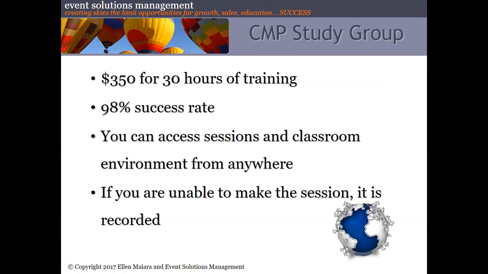So the study group is $350 for the 30 hours of training. As a whole, the study group has a 98% success rate. So if you compare that to the industry, right, the EIC says that industry standard is somewhere between 70 and 75% of the people who take the exam pass it. So we're doing much better than that.